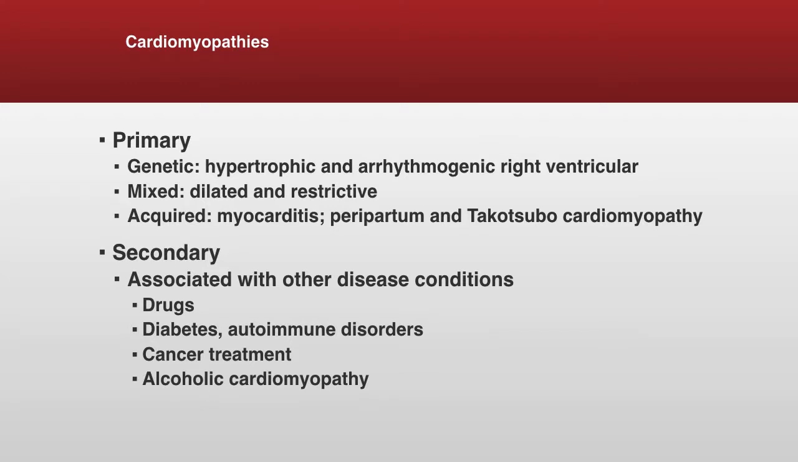Cardiomyopathies are divided into primary and secondary. Primary are genetic. They're things like hypertrophic and arrhythmogenic right ventricular. Then there's mixed, which result in dilated or restrictive cardiomyopathies. And then there's acquired, which are things like myocarditis, peripartum or Takotsubo cardiomyopathy. It means that the heart isn't going to be beating correctly.